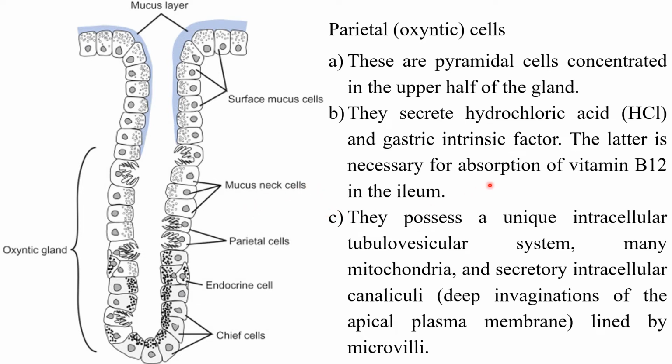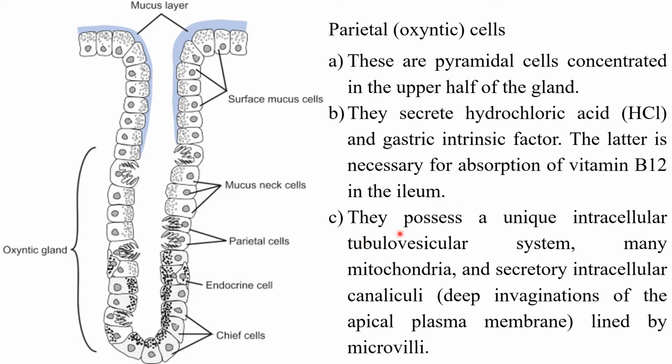The function of these cells is to secrete hydrochloric acid and gastric intrinsic factor. And this gastric intrinsic factor is necessary for absorption of vitamin B12 in the ileum, which is a part of small intestine.